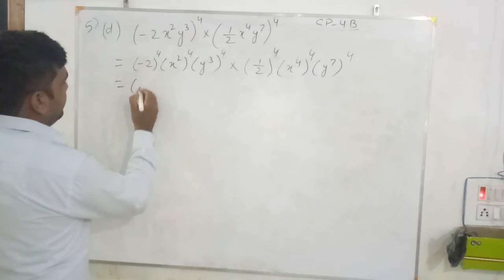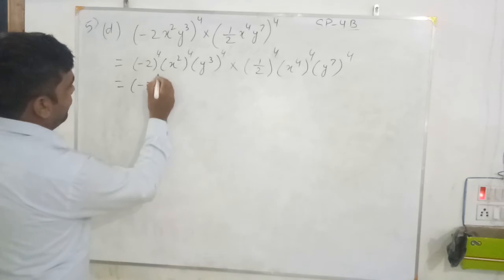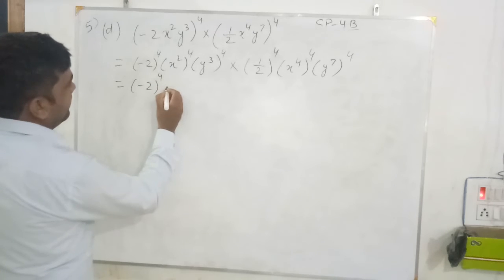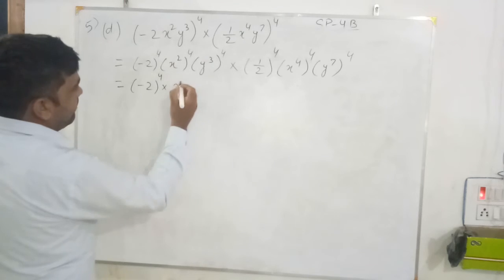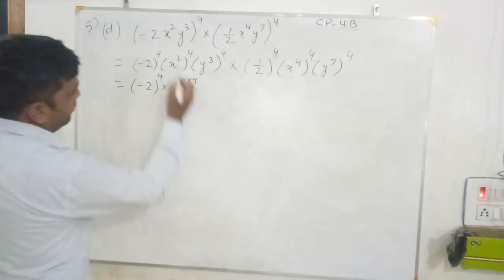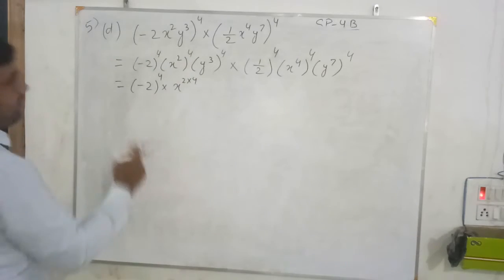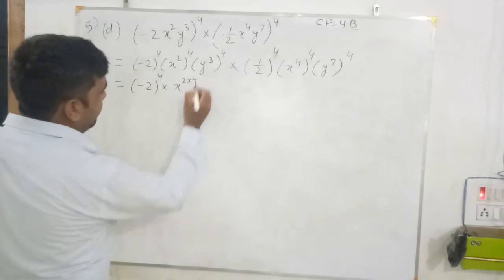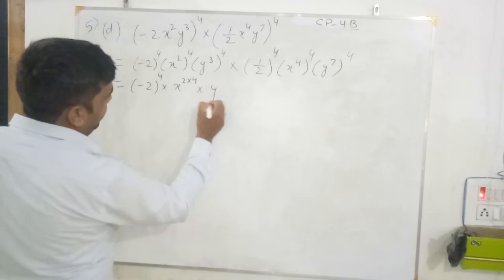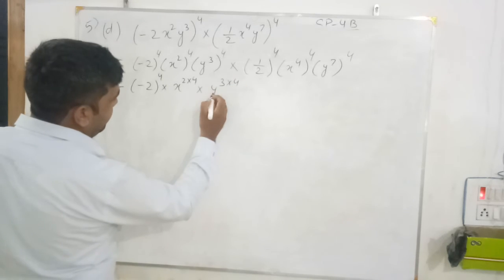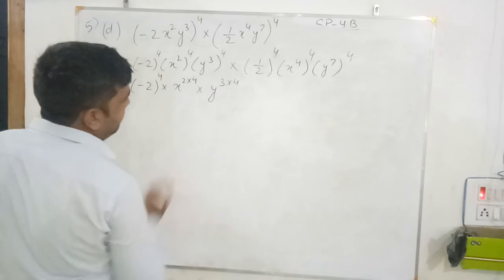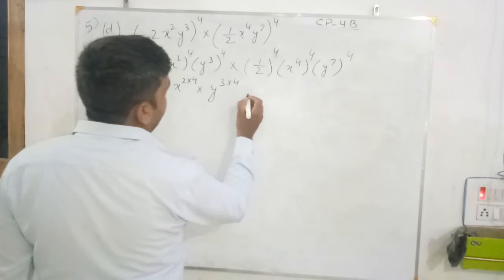So how we do? Minus 2 to the power 4. Here you can write that is x square multiply x, and the power should be multiplied, that is 2 multiply 4, applying power law. There is a power over the power, so the power should be multiplied. Again y to the power 3 multiply 4.